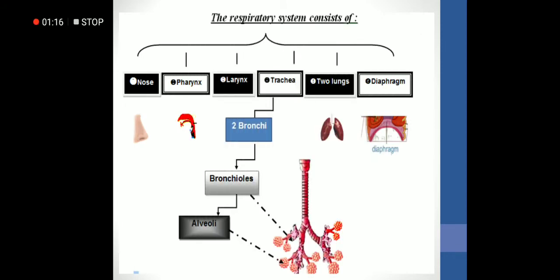The respiratory system consists of the nose, the first organ in the respiratory system, pharynx, larynx, trachea divided into two bronchi, each bronchi divided into bronchus, and bronchus ends with alveoli. The two bronchi enter the two lungs, and the last organ in the respiratory system is the diaphragm.